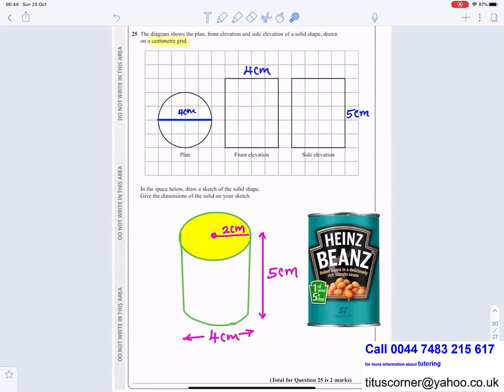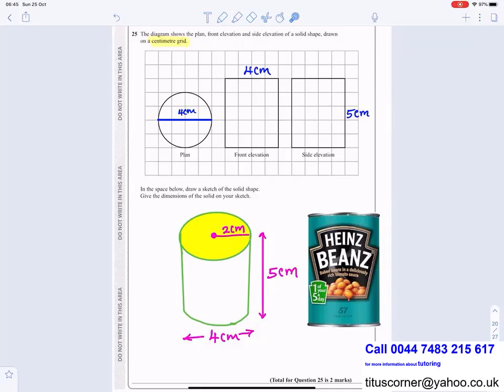In the space below, draw a sketch of the solid shape. Give the dimensions of the solid on your sketch. So the top is a circle. It's 4 centimeters, half of it is 2, so that will be the radius, 2 centimeters. And if the side is 4 centimeters wide, you would draw an object which is 4 centimeters wide, looking like that. And from this other side, this is 5 centimeters.